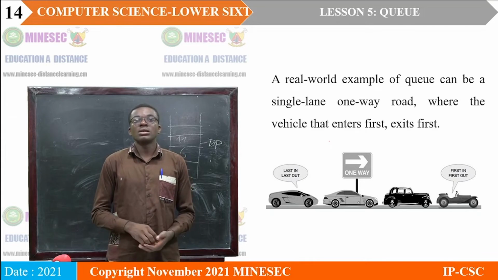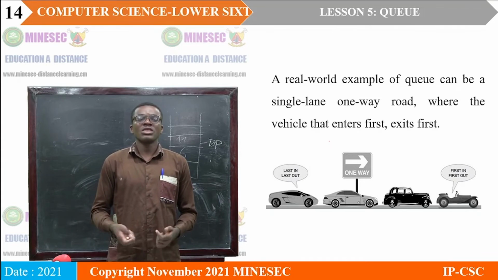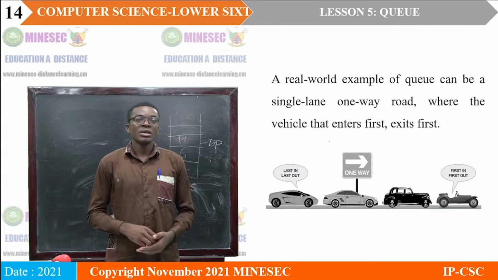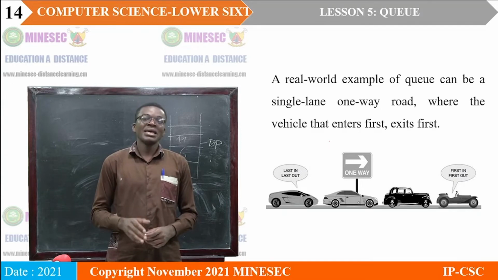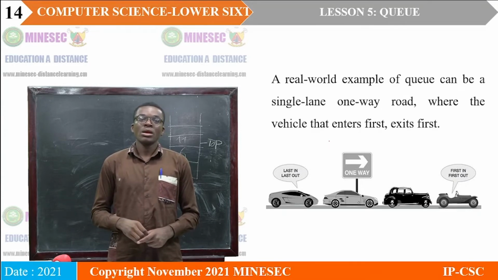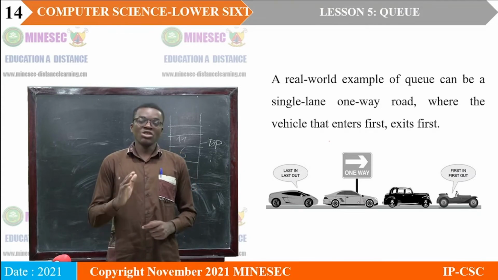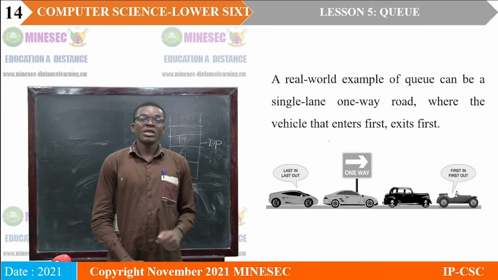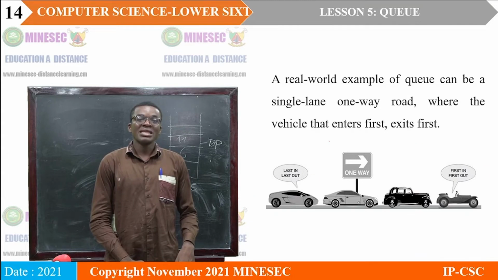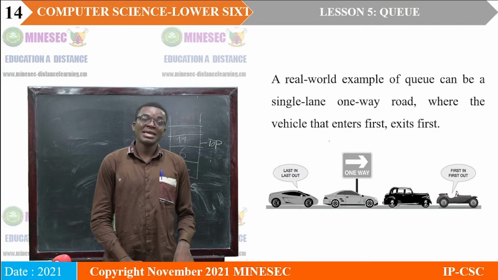Another real world example of queues can be seen in a single lane one way road. It's a road that is going just one way. Once a vehicle enters that lane, it can't go backward, it must go to the end. For instance, here we have a single lane, one way road. The car at this position, the car that entered the lane first, has to leave the lane first. The car at this position, the car that entered the lane last, has to leave the lane last.